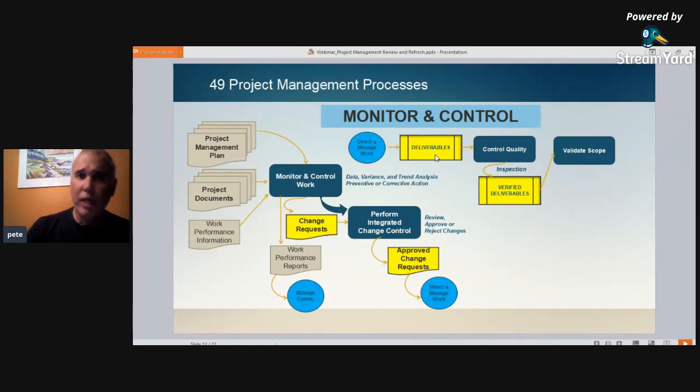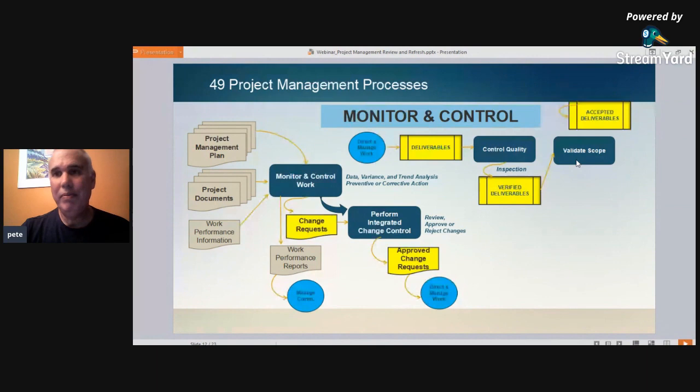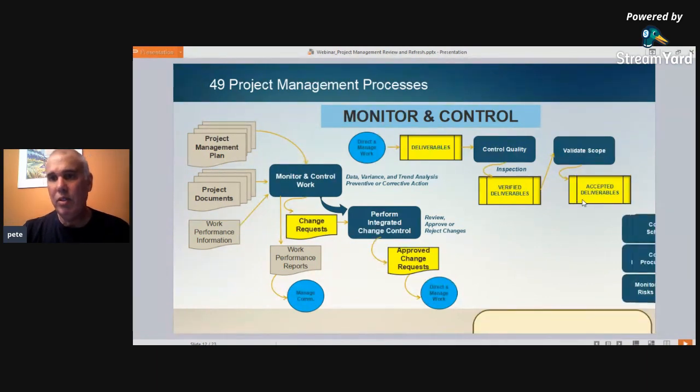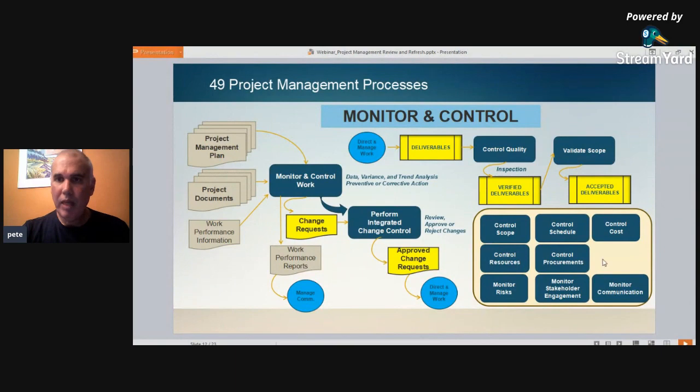And we say, okay, that's great. You might think you're done, but the deliverable isn't done yet until somebody else performs some quality control inspections and could substantiate that they are done. And once they're done, that verified deliverable will now be presented to the customer, to the stakeholder, to validate scope. Is it what they expect? Right? And that becomes your accepted deliverable.